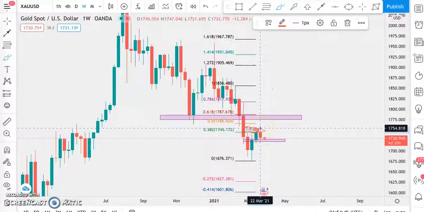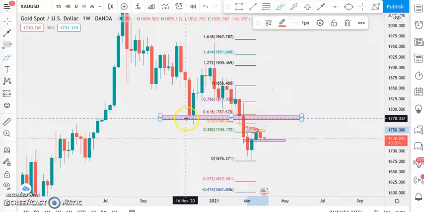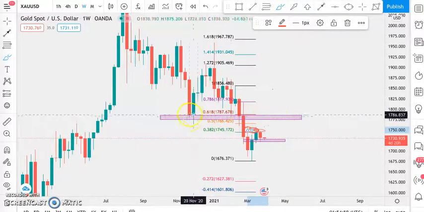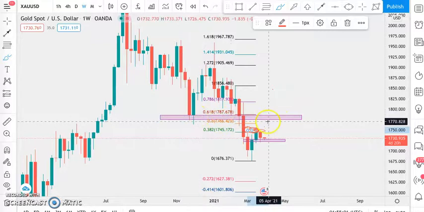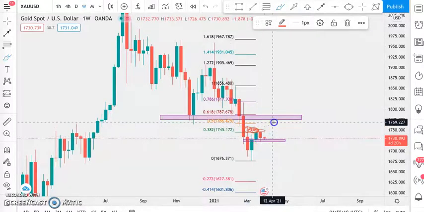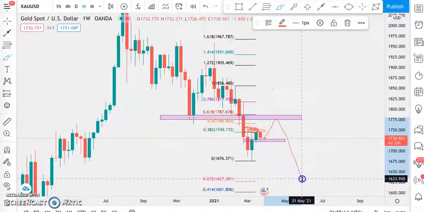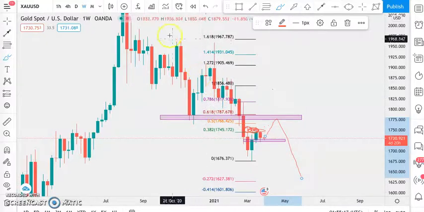Now keep in mind that we still have the 50 fib and the 61.8 fib level, which is aligning better with the area of broken support, which we analyzed from the monthly time frame. So there is a possibility of this market creating a higher high here, possibly before the continuation to the downside.